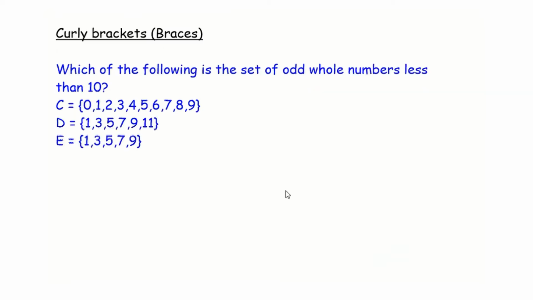Again, we're going to have a look at another question here. Which of the following is the set of odd whole numbers less than 10? So we've got the sets B, C, D, and E. I'd like you just to spend 30 seconds having a look at those. Which is the set of odd numbers less than 10?